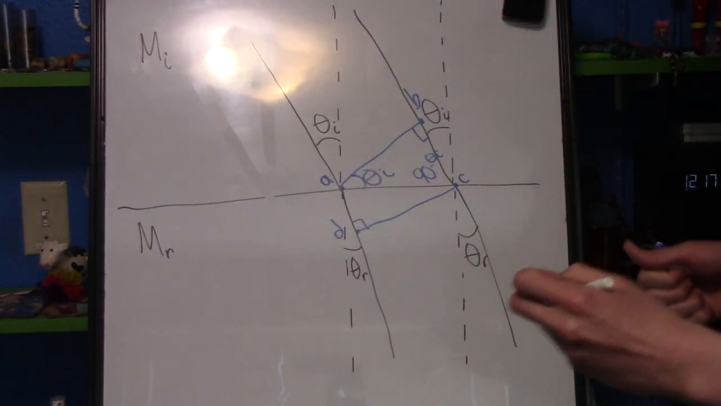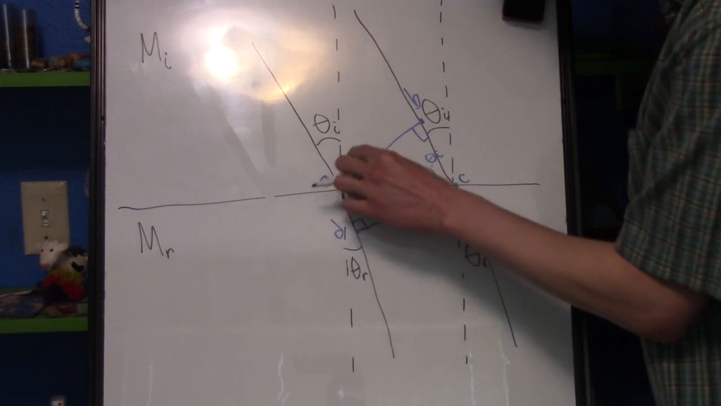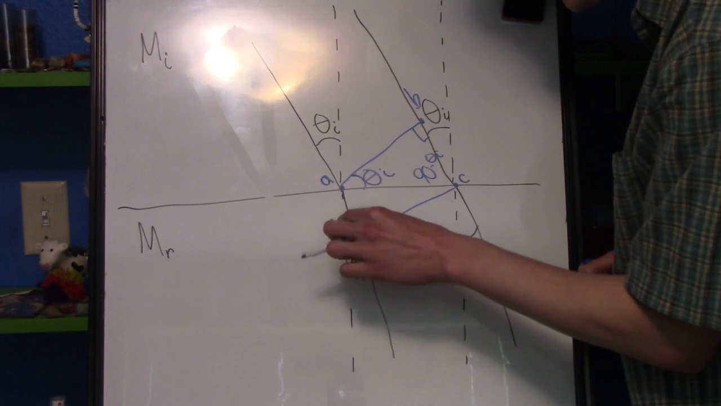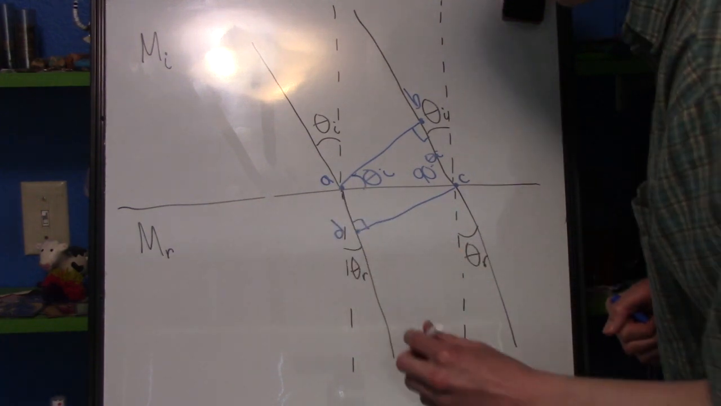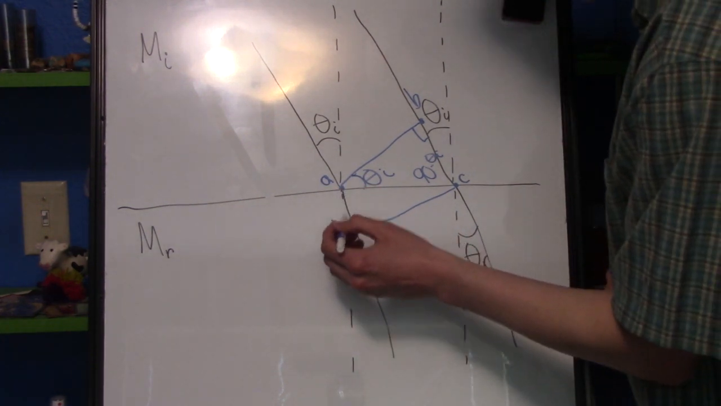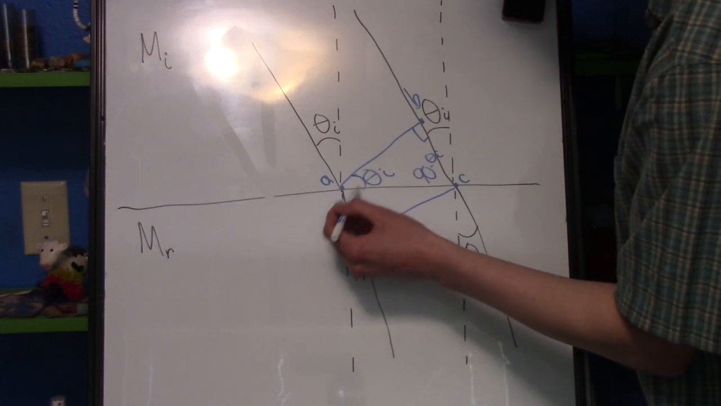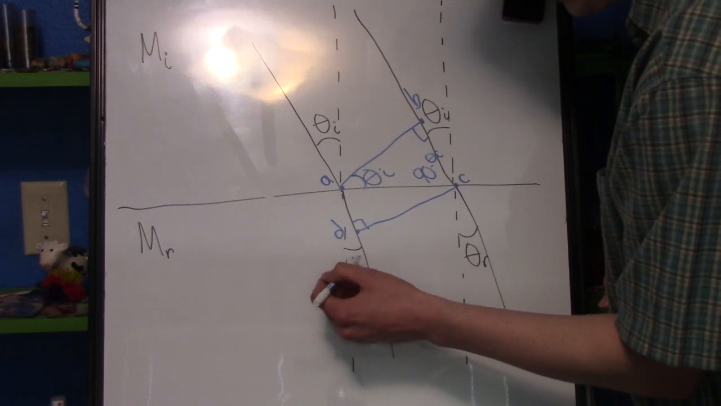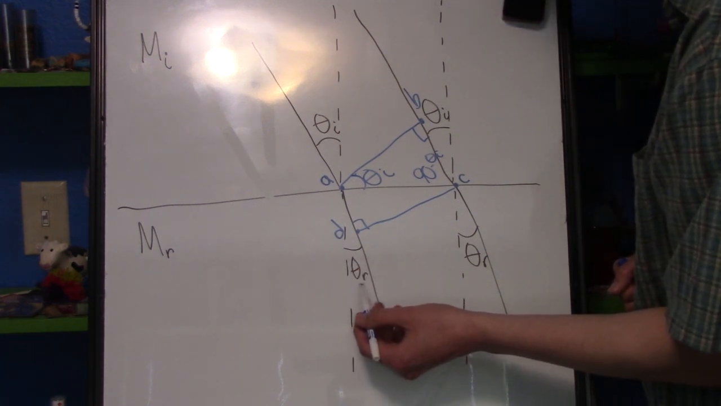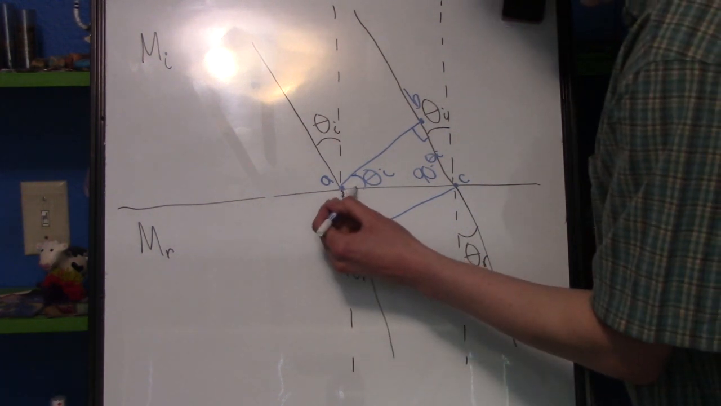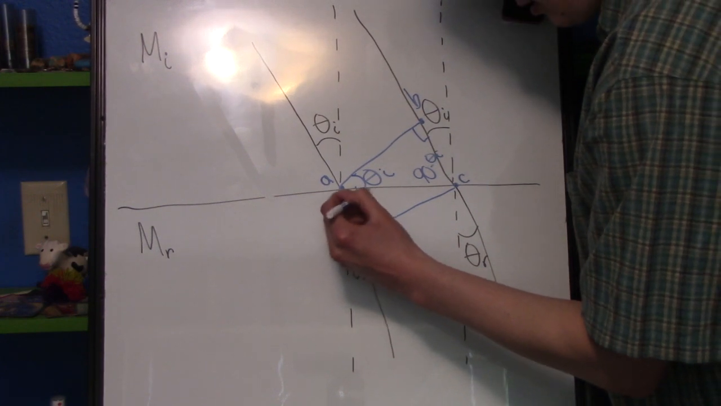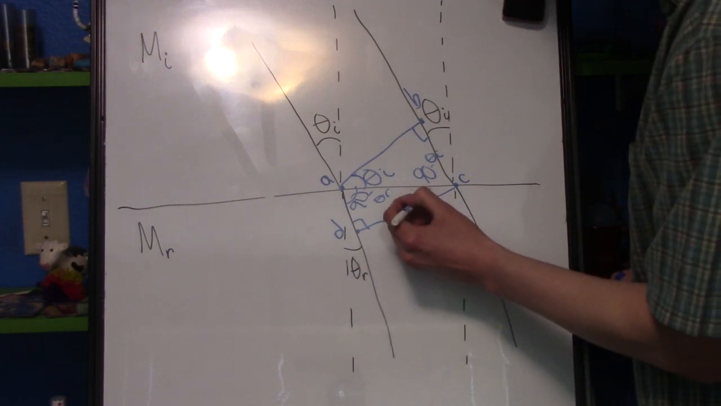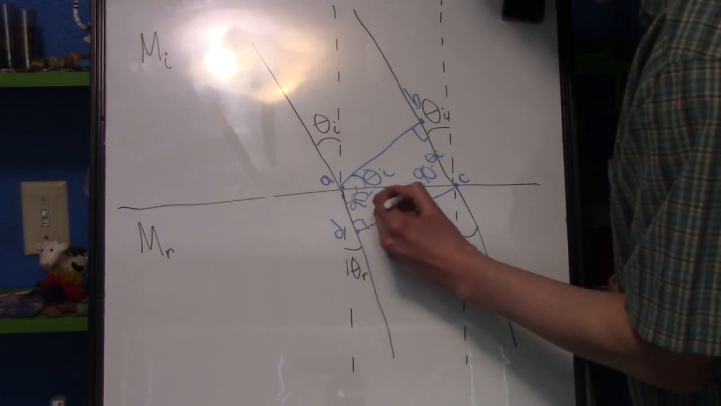Alright, now look at this over here. We got this dotted line that we said is perpendicular to the interface. And so we know that the sum of this angle outside of the triangle and this angle here in the triangle must be 90 degrees. And this angle here is theta r, remember. So then this must be 90 minus theta r. And therefore, to get to 180 degrees, this over here must be theta r.